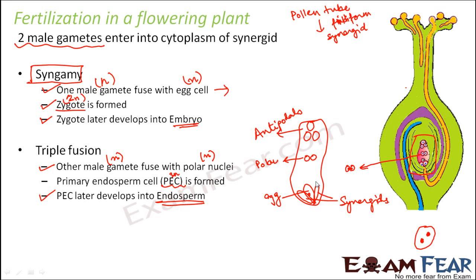Now when fusion happens, one fusion happens with the egg cell. So the egg cell is done. So it will form zygote. Another fusion happens with the polar nuclei. It forms PEC. That is also done.